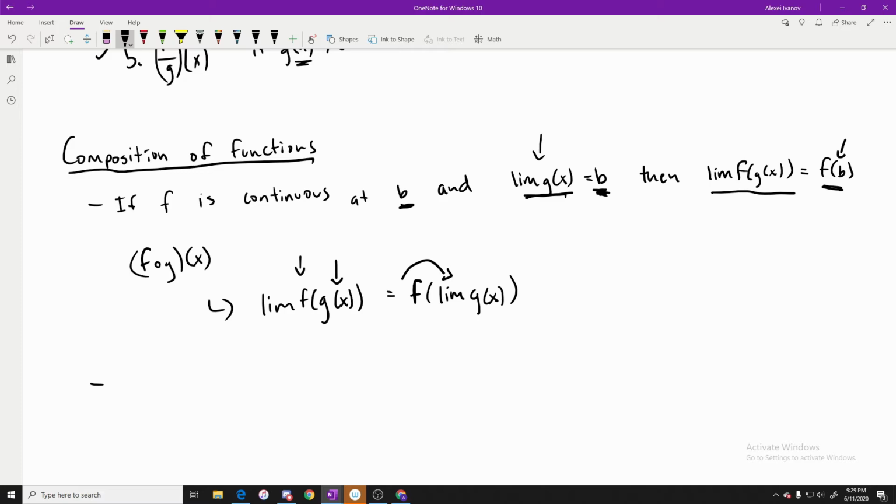Another point that we can make about function compositions is that f of g of x is continuous at a if and only if f and g are both continuous at a, which is pretty obvious.